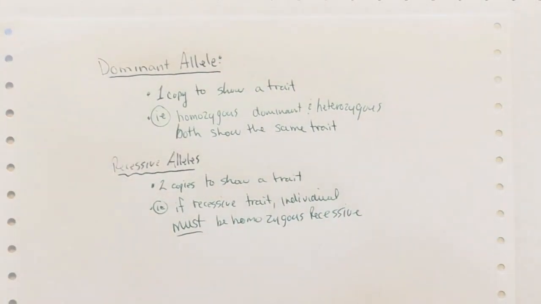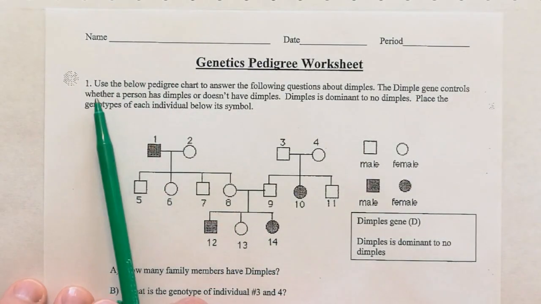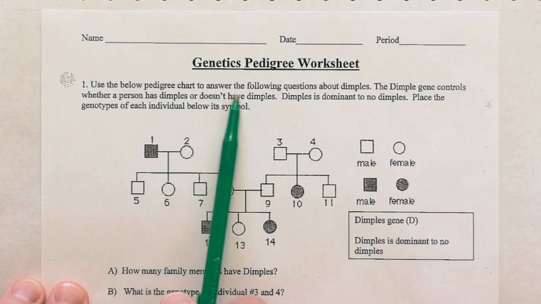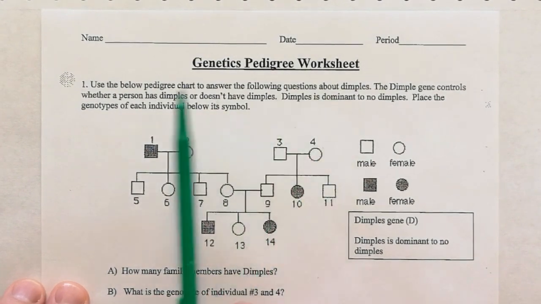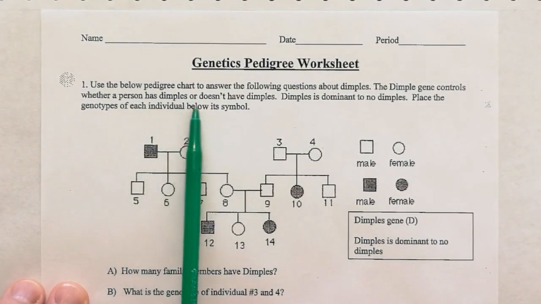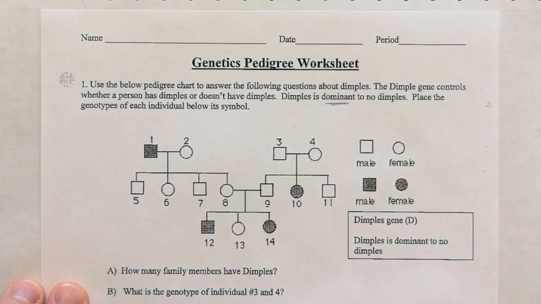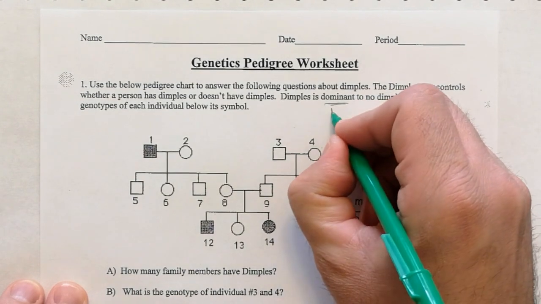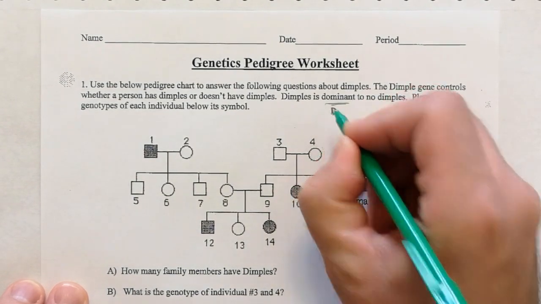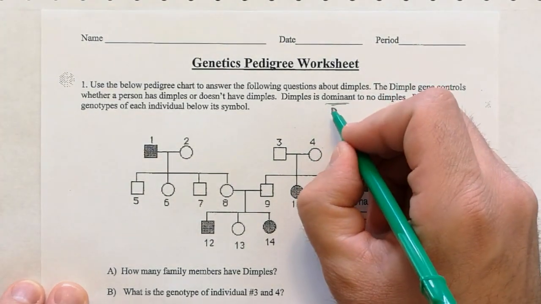All right, let's go back to our genetics pedigree worksheet. In question number 1, it says, use the below pedigree chart to answer the following questions about dimples. The dimple gene controls whether a person has dimples or doesn't have dimples. Dimples is dominant to no dimples. So dimples, if we have a capital letter D here, that would be for dimples.